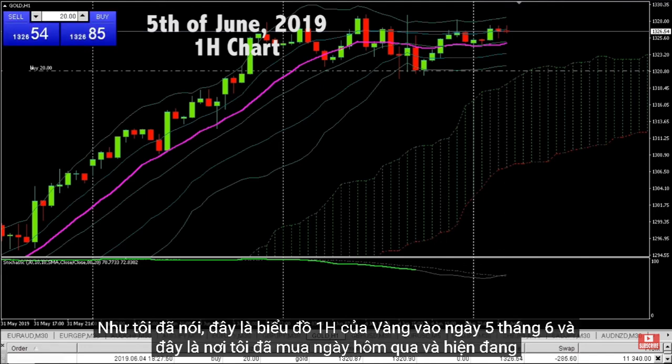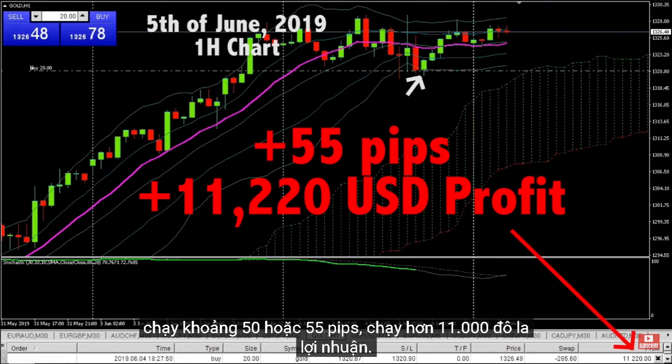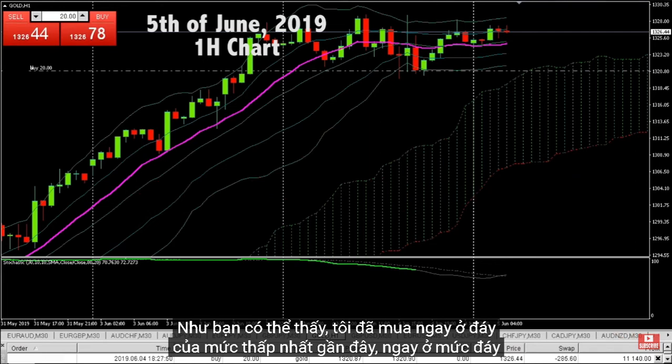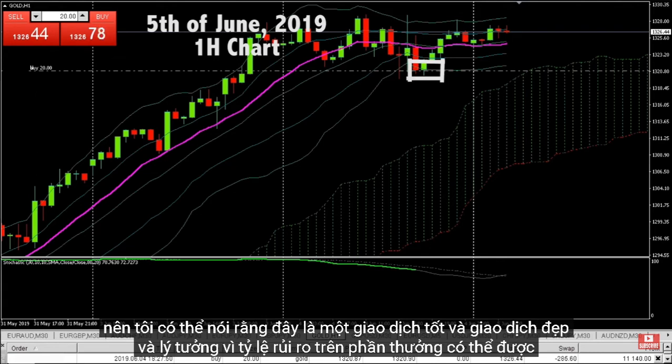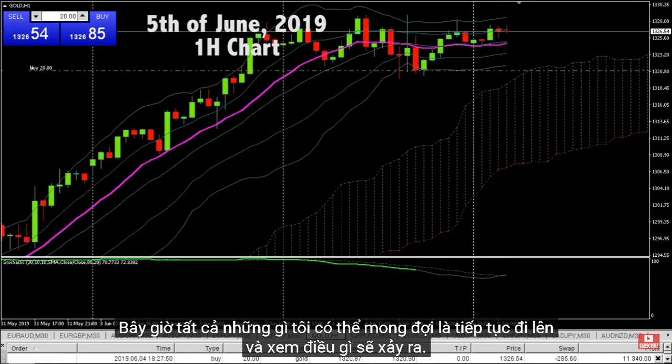Like I said, this is the 1 hour chart of gold on the 5th of June, and this is where I bought yesterday. And currently it's running about 50 or 55 pips, over $11,000 of profit. As you can see, I bought right at the bottom of the recent lows, right at the bottom. So I can say that this is a good trade, and the trade was beautiful and ideal as the risk to reward ratio can be maximized. Now, all I can expect is for it to keep going upwards and see what's gonna happen.